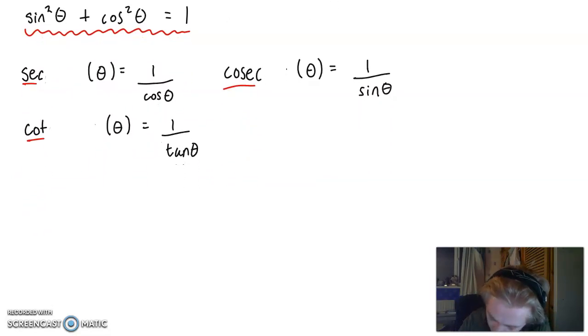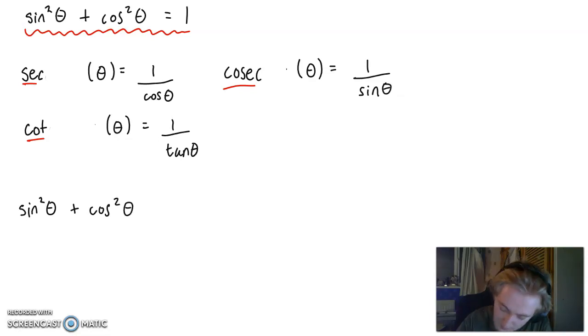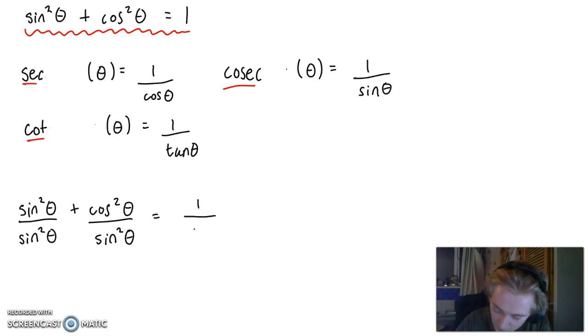if we divide that equation by sine squared theta, as you said, we get sine squared theta add cosine squared theta, let me just write the divides in, and then equal to 1 divided by sine squared theta. So it's sine squared theta divided by sine squared theta, so that's 1. Add cosine squared theta divided by sine squared theta.